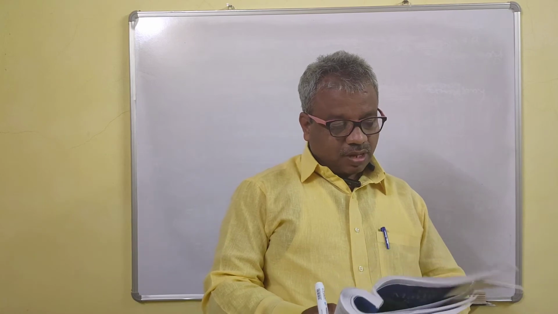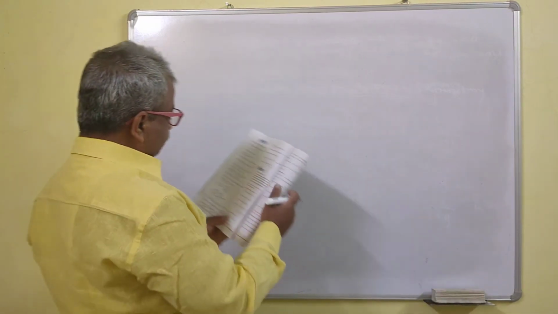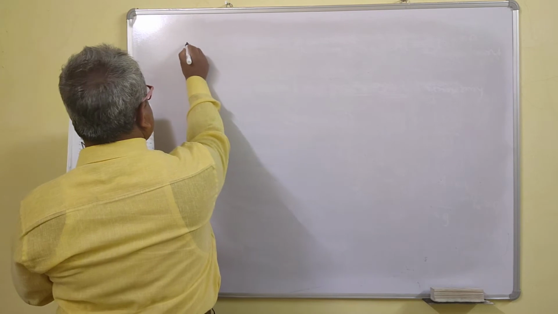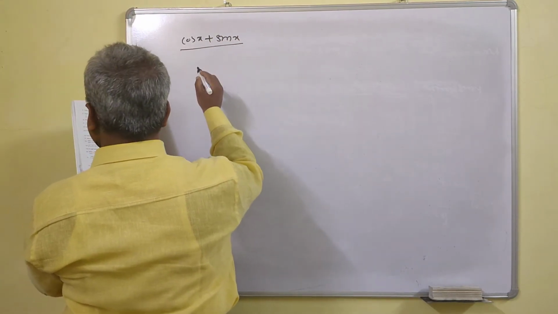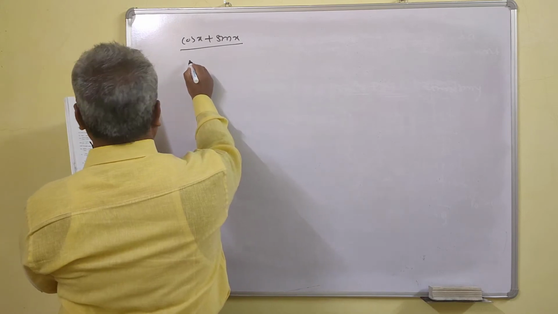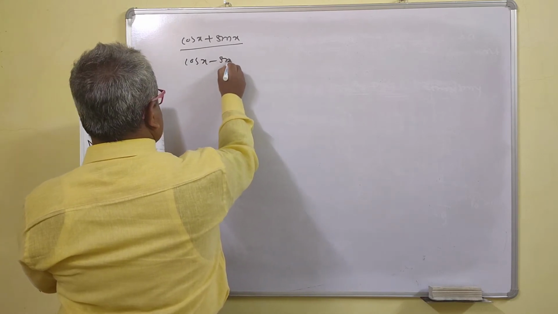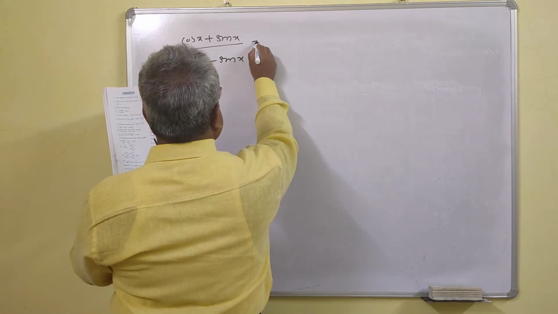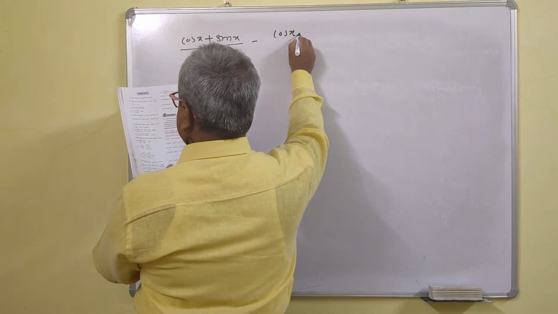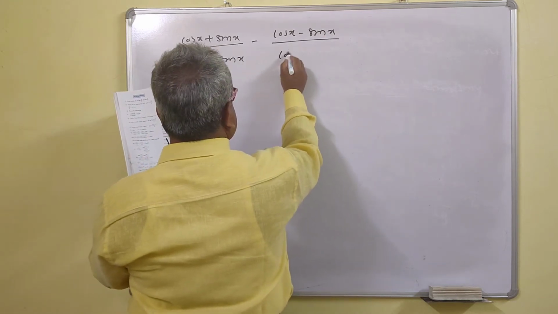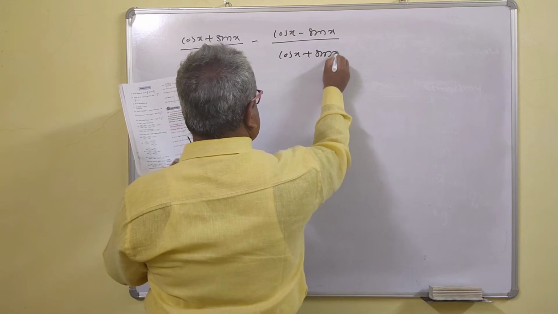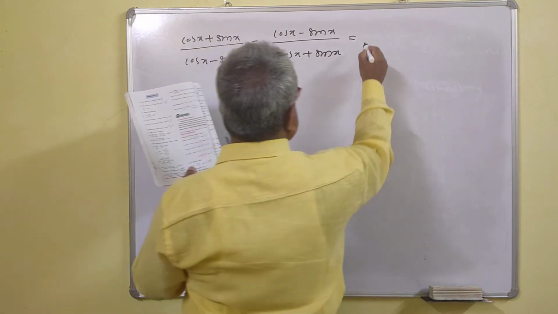Today we will see some examples on the trigonometric functions of multiple angles. Okay, so prove that (cos x plus sin x) upon (cos x minus sin x) minus (cos x minus sin x) upon (cos x plus sin x) is equal to 2 tan 2x.